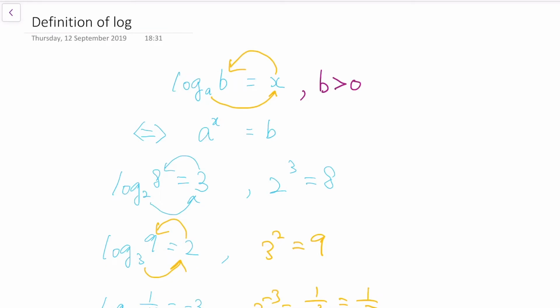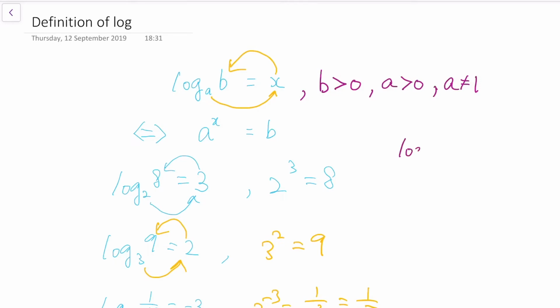Okay? And for reasons that we will cover in topic 2 in the section of functions, it turned out the base a also cannot be negative, cannot be 0. So a is also bigger than 0. Okay? And we also make the additional rule that a cannot be 1. The reason is this.